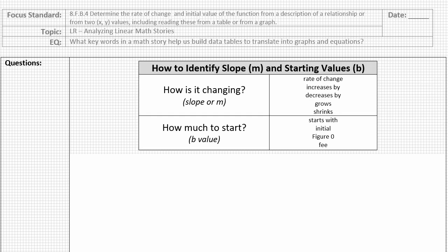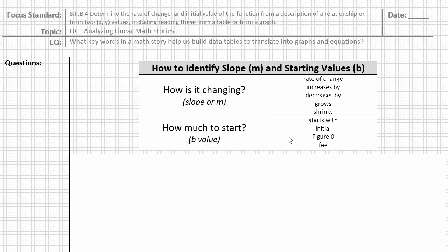We're going to start today talking about some vocabulary. So slope and starting value are hopefully starting to feel comfortable in your vocabulary usage as we analyze linear relationships. And slope is our m value in the y equals mx plus b equation. It tells us how fast something is changing and whether it's increasing or decreasing.